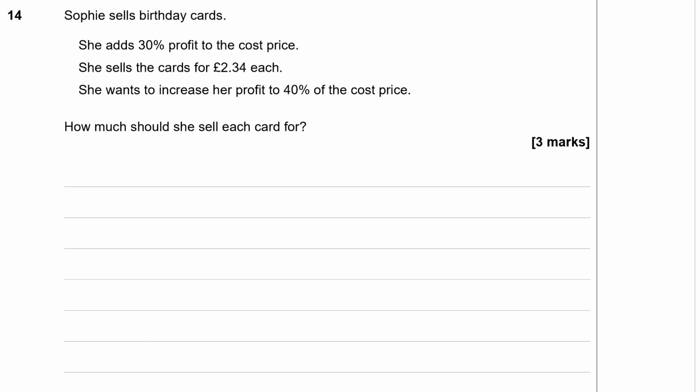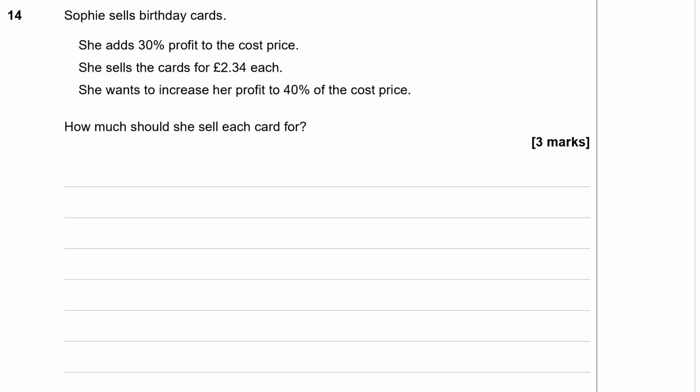Sophie sells birthday cards. She adds 30% profit to the cost price. She sells the cards for £2.34 each. She wants to increase her profit to 40% of the cost price. How much should she sell each card for? Right, so with these questions, often you've got lots of different bits of information here, and it's kind of working together a strategy to get from question all the way through to answer.